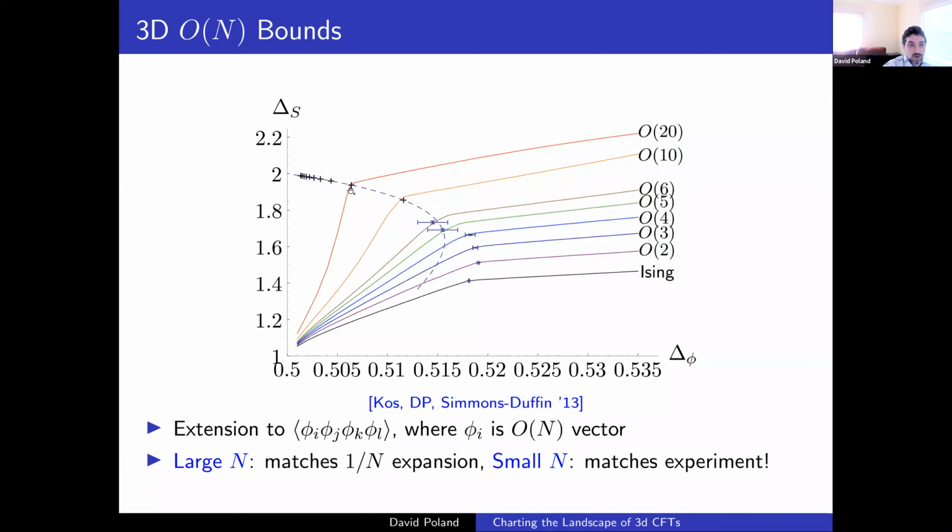For example, in the case of O(20), there's this black plus. These black pluses are the large N predictions for different values of N, so you can see a black plus at the O(20) kink and also the O(10) kink. The large N expansion breaks down when you go to small N, but there's various experimental or lattice simulation data that you can compare with, and you also see good agreement, for example for O(2), O(3), and O(4). So something about the Bootstrap definitely knows about this sequence of theories in some very interesting way.